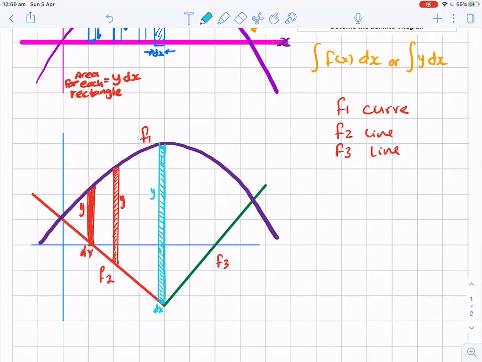But I was talking about the area between F1, which is the curve, this part of the curve, and this red line here, the F2, until I reach this point here in the middle, which I'm going to highlight in yellow. Then the area here will change, because the other side is going to be between F1 and F3. So it's between the curve and the line F3, the other function.